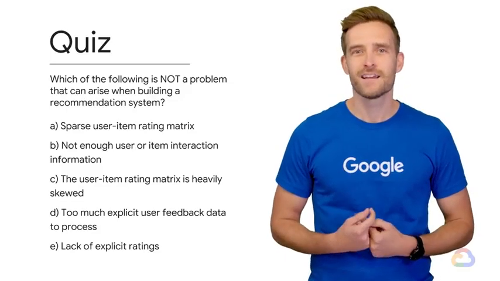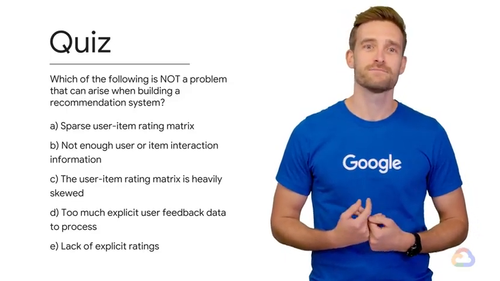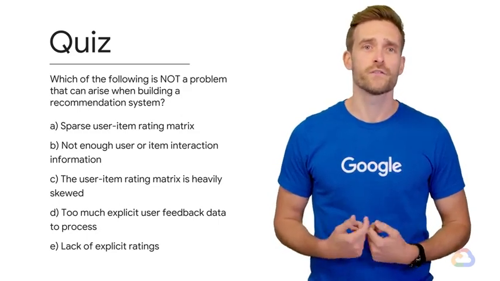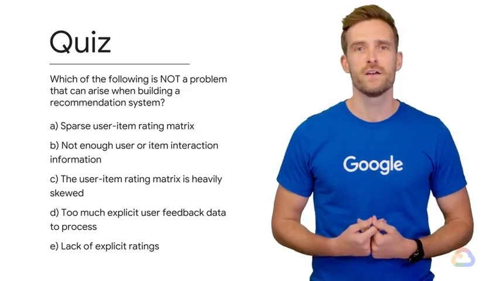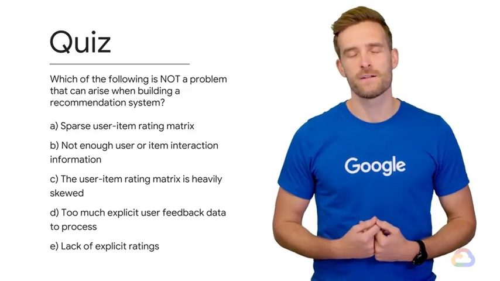Okay, let's take a break for a quick quiz to check your understanding. We've seen a couple issues that can arise when building recommendation engines. Which of these is not a problem that can arise?